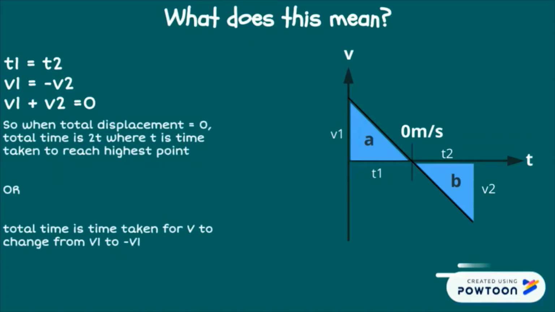What this means is that the initial starting velocity is equal in magnitude but opposite in direction to the final velocity. Lastly, we can also conclude that the total time an object is in motion is the time taken for its velocity to change from v1 to negative v1. So if I were to launch an orange upwards at a velocity of 5 meters per second, the total time the orange would be in motion would be the time taken for its velocity to change from 5 meters per second upwards to 5 meters per second downwards.